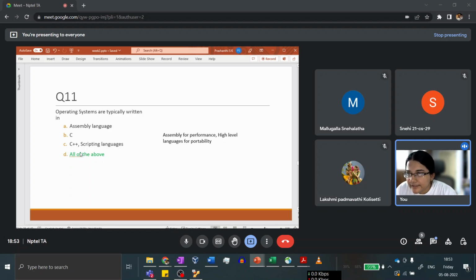So these other languages like C++, C and scripting languages are all more high level as compared to assembly. They are used so that your OS isn't very closely tied to hardware. Of course, the trade-off is that you don't get as high performance, but that's an accepted thing because it's giving you portability. But the critical parts, like maybe some IO operations, are written in assembly so that you get performance from those. So the right answer is all of the above.